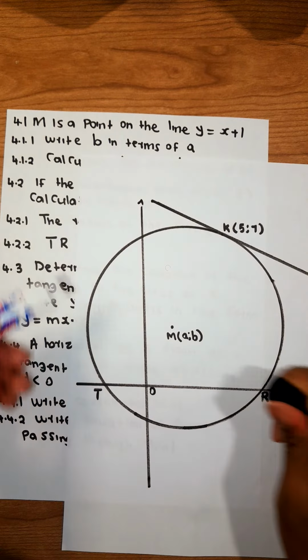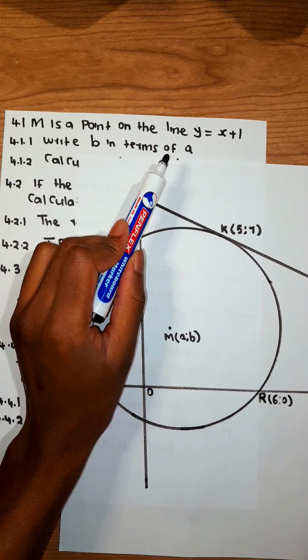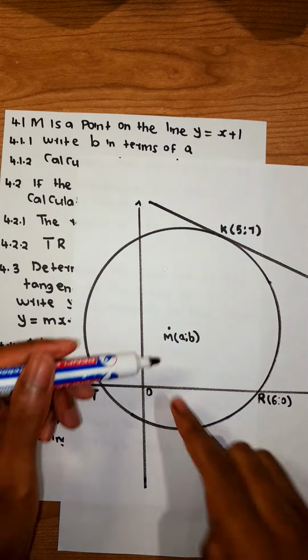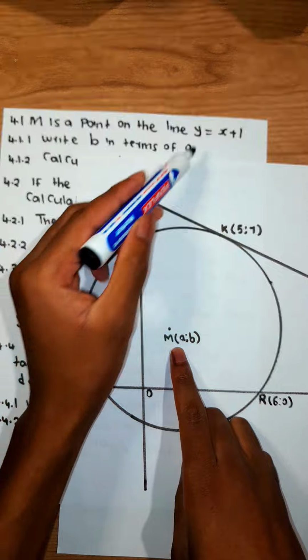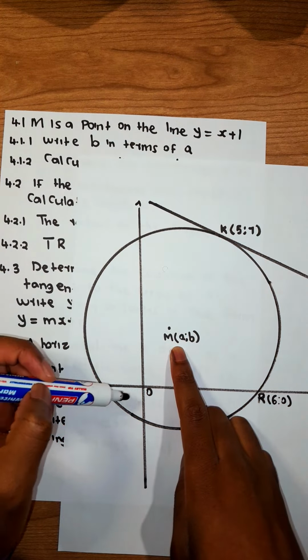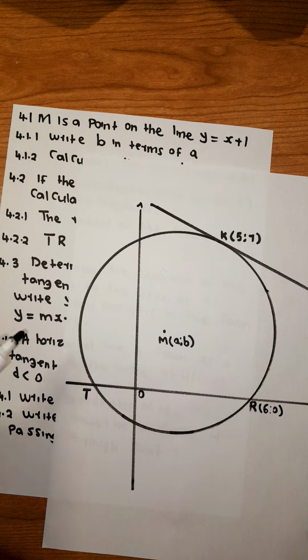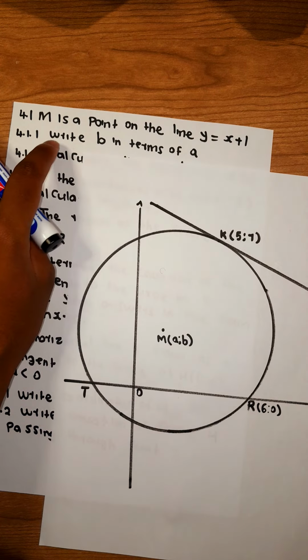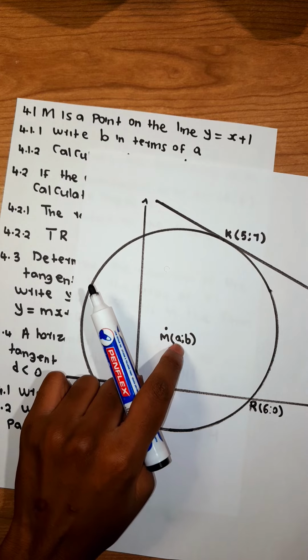They say M is a point on the line y equals x plus 1. So they're telling us there is actually a line. Based on this context, we know that this line is increasing because the gradient is positive. So what are they telling us? They say, hey, write b in terms of a. They want us to write b in terms of a.